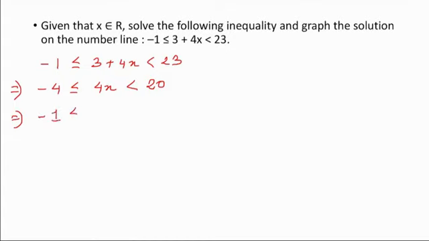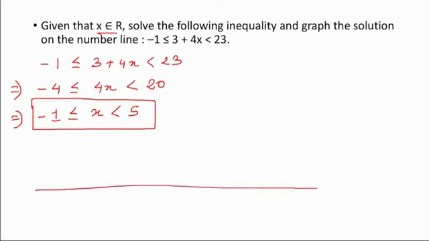So -4 divided by 4 gives -1, less than or equal to 4x over 4, that gives x, and less than 20 over 4, that is 5. So this inequation comes down to -1 less than or equal to x less than 5, and since x belongs to real number, it can assume all values in the number line. So we can represent it on the number line as this.